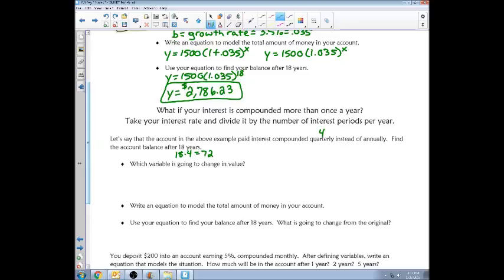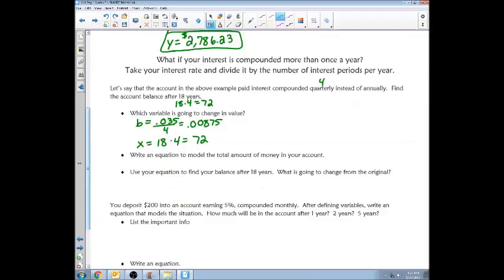Okay? So which variable, in this case it would be variables, are going to change in value? It's going to be my B value. It's going to change from 0.035. I will divide that by 4, which would get me 0.00875. And my X value is going to change from 18, because I have to multiply by 4, to 72. So both my B and my X values are going to change here. So now we need to rewrite our equation using our new information.